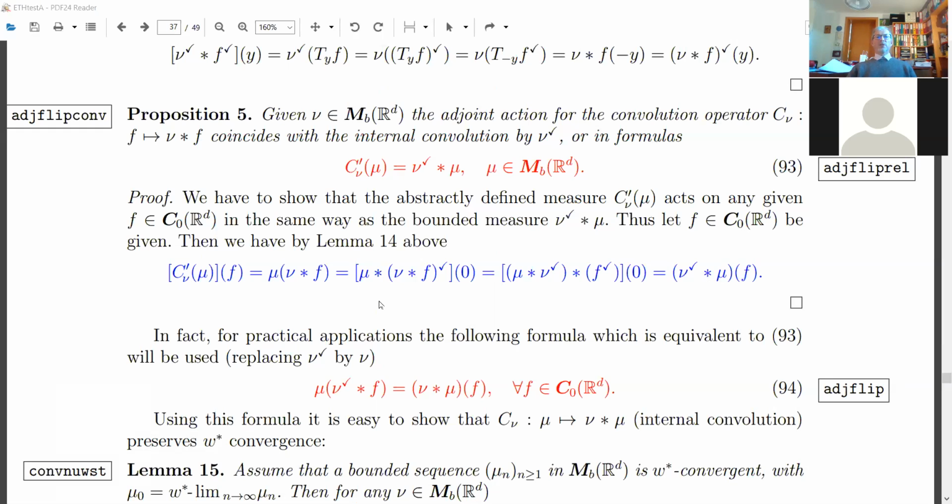Sometimes for the future, it will be more useful to have the flip on the other side. So just take the formula, replace the nu by nu prime, nu flip, sorry. And then of course you have to use nu double flip is the original nu. So if you use the second and the last term in the blue formula and replace nu by nu prime, you get a very useful formula that mu applied to nu convolved with f is the same as nu with mu applied to f.